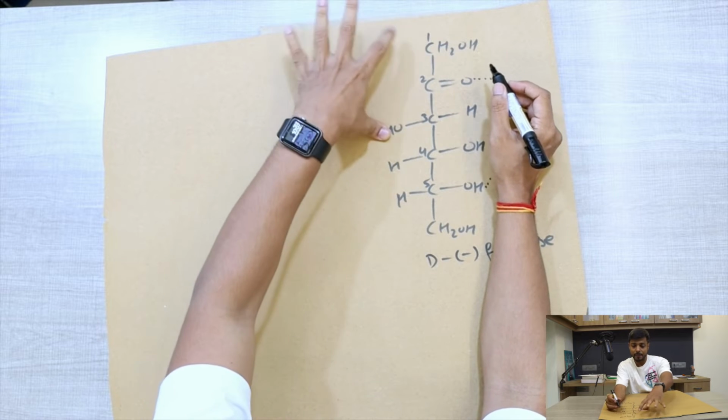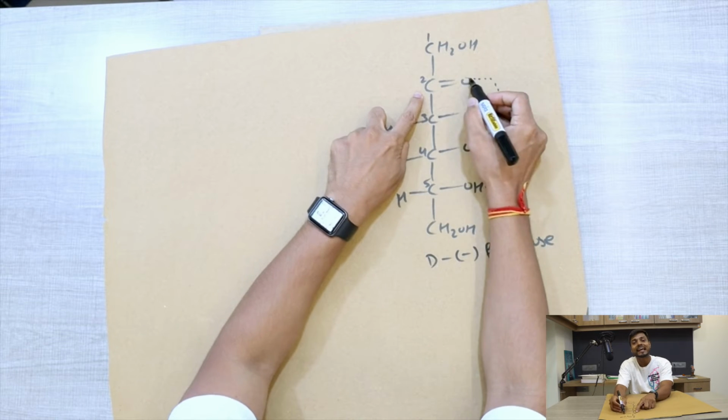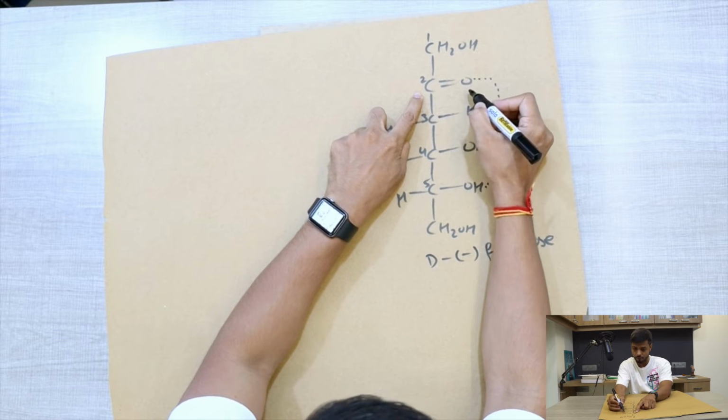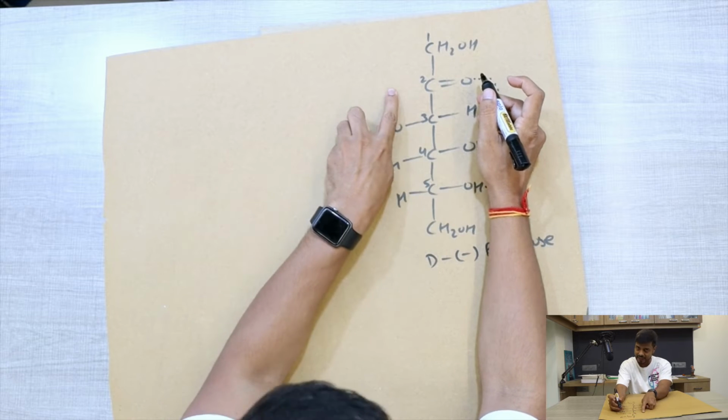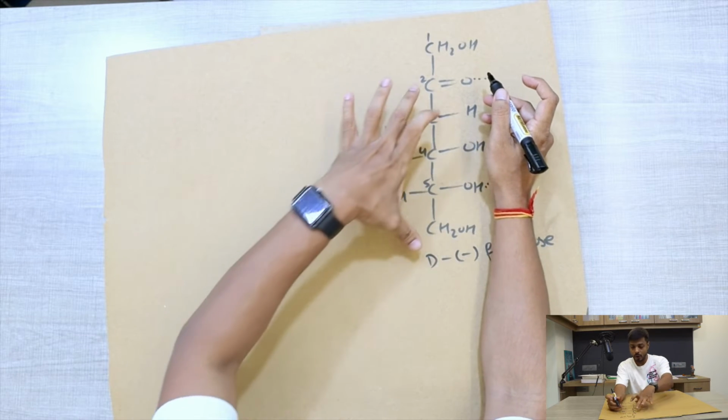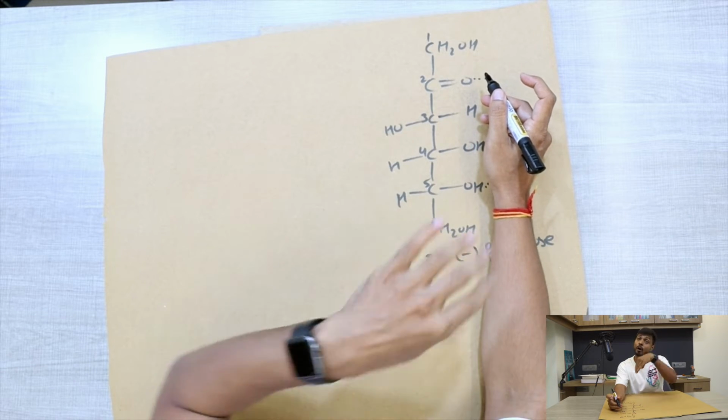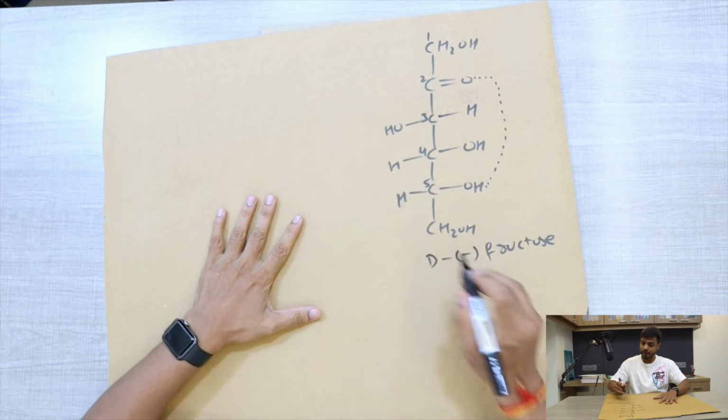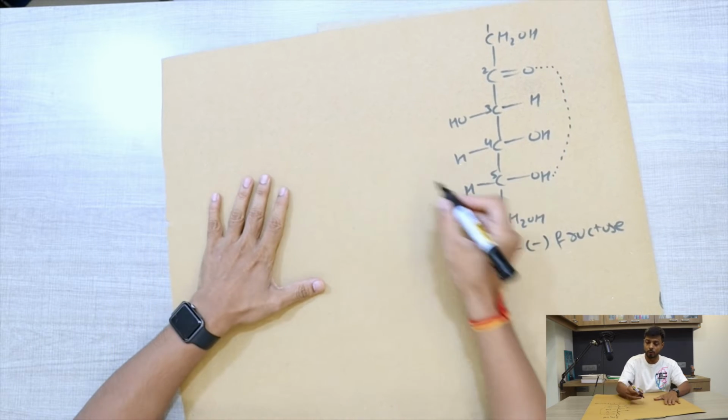Alright, so what happens is, if OH is on the right hand side, that will be the alpha form. If OH is on the left hand side, it will be beta form. So again, it exists in alpha and beta form in cyclic structure. So first I'll draw it for the alpha form. Now what will happen over here?